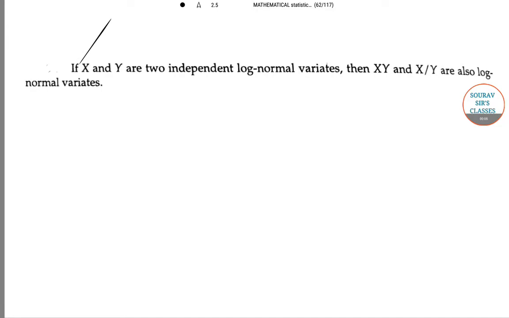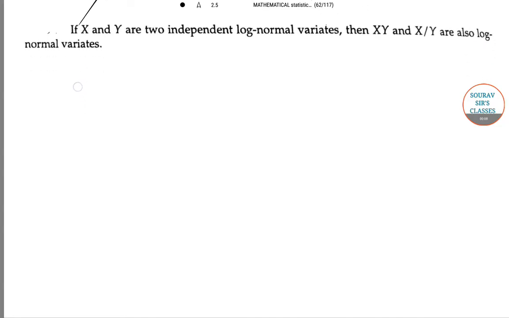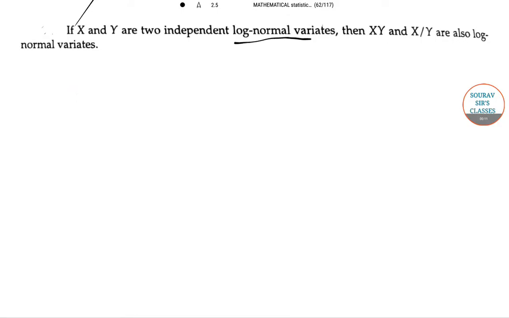So in today's video we'll solve a question from mathematical statistics. The question is, if X and Y are two independent log normal variates, then XY and X by Y are also log normal variates. So how do we solve this question?